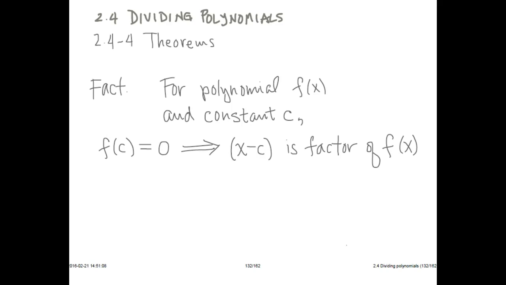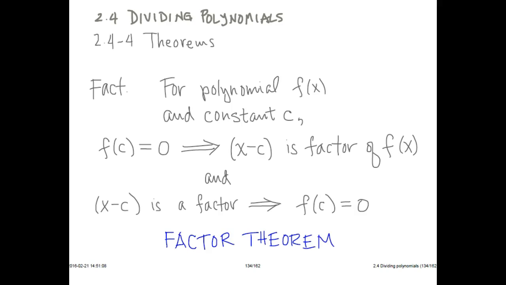Okay, so coming from this, we have this fact that once you have the polynomial and the constant, if the function evaluated at that constant is 0, then we are given right there one of the factors of the polynomial. And it works the other way around. If we know that whatever it is a factor, then we have found a 0. This is called the factor theorem.